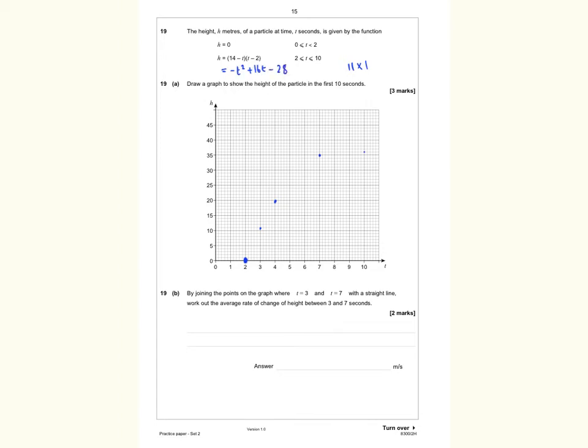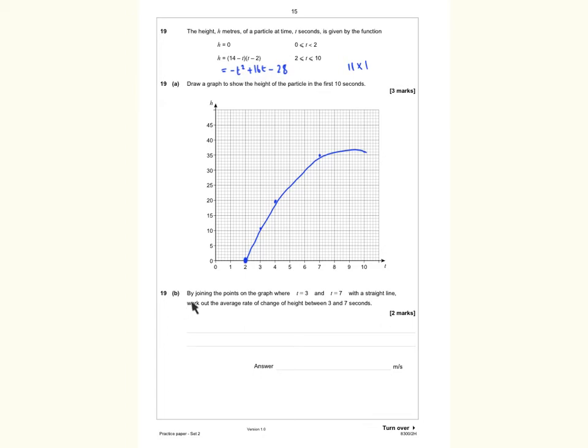Now, in a quadratic function where the coefficient of the squared term is negative, the shape of the graph would be more like an N shape instead of a U shape. So this is going like that, and it will probably come back down if I was to carry on. So you have to draw a smooth curve through these points, and that's our graph.